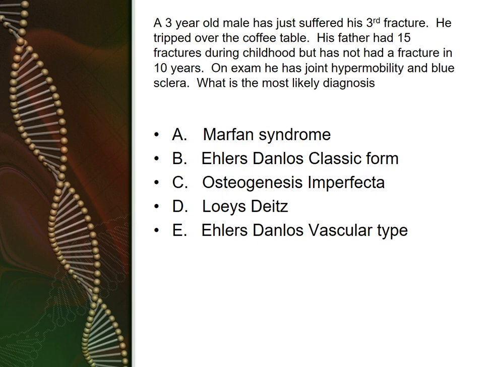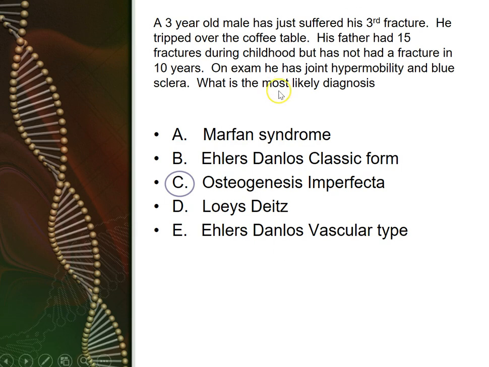So, a 3-year-old has suffered his third fracture. He tripped over a coffee table. His father had 15 fractures during childhood, but has not had a fracture in 10 years. On exam, he has joint hypermobility and blue sclera. Most likely diagnosis: Marfan syndrome, Ehlers Danlos Classic, osteogenesis imperfecta, Loeys Dietz, or Ehlers Danlos Vascular. And after these 2 parts of the module, the best answer is OI.